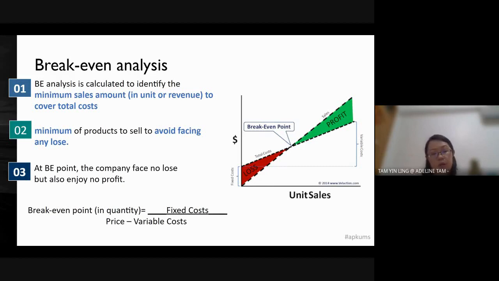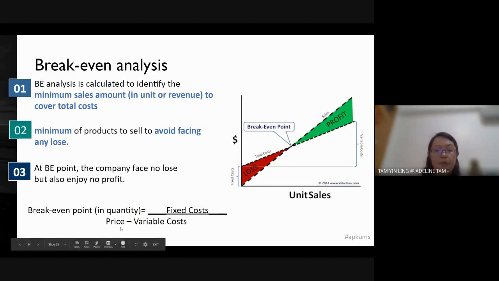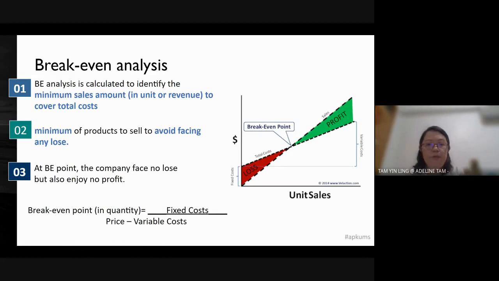So to calculate the break-even quantity, I need to take the fixed cost divide by price minus my variable cost. So let's say my fixed cost is 200 ringgit, my price is 1 ringgit 30 cent, minus my variable cost is 1 ringgit. So here I will get 30 cent. So it's 200 divided by 30 cent, then I will get a quantity, and this quantity will be the quantity that I must sell if I sell my Milo only. I must sell to avoid making a loss.